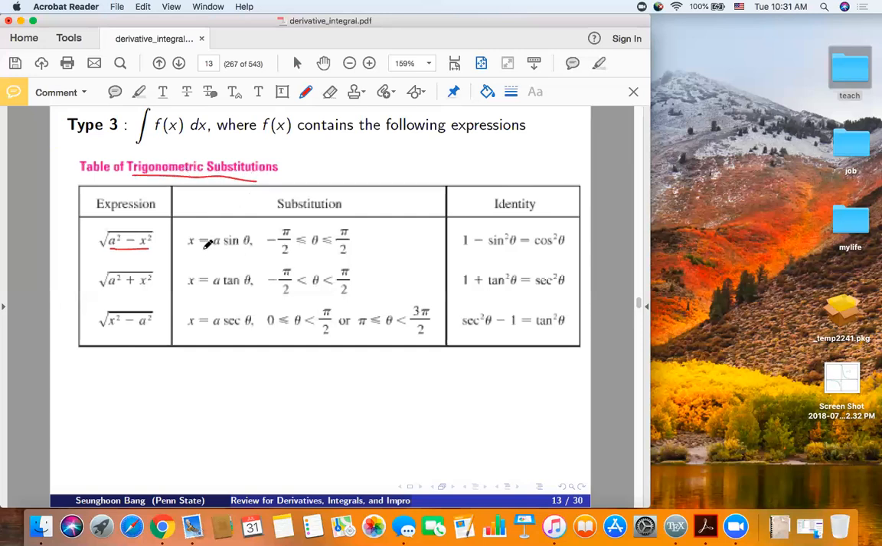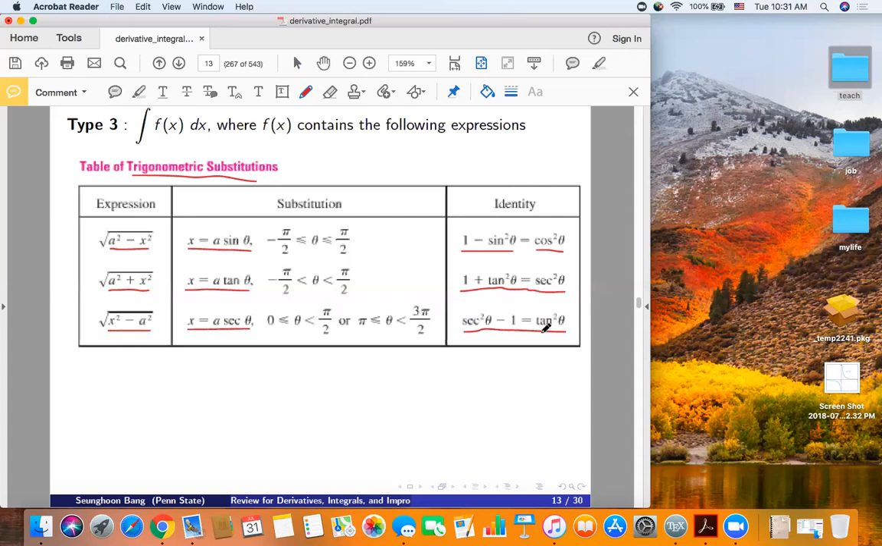Here, x is a sine theta. In this case, you have to use the identity 1 minus sine squared is cosine squared. The a squared plus x squared form, you can use x is a tangent theta. In this case, you have to use this identity: 1 plus tangent squared is secant squared. X squared minus a squared form: x is a times secant theta. So we use secant square of theta minus 1 is tangent square.